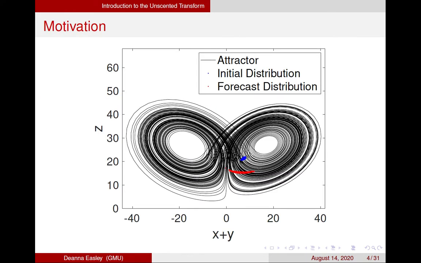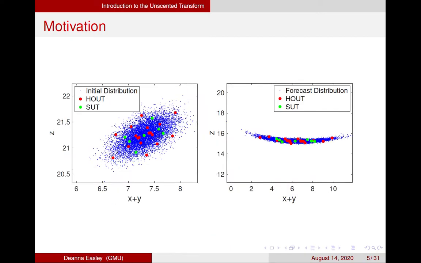Now, some motivation. The most common application of the unscented transform is for forecasting dynamical systems. So let's consider the problem of forecasting the chaotic Lorenz 63 dynamical system as shown here. Take an initial distribution, marked in blue here, and the forecast distribution, marked in red. Let's focus in on these distributions. The figure on the left represents the initial distribution, and the one on the right represents the forecast distribution.